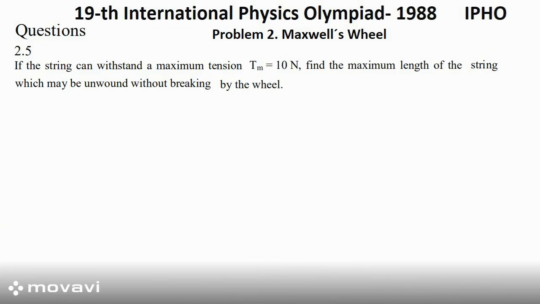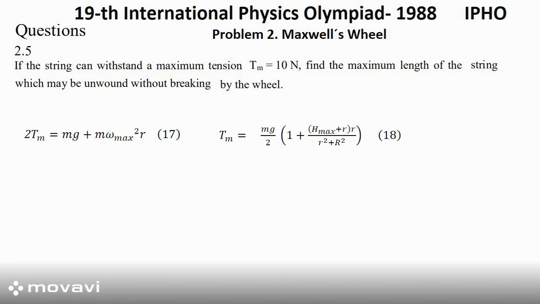Solution to question 5. It is obvious that the maximum tension of the threads will be in the position when the center of mass is at the lowest point directly under the axis. There, omega is maximum, and the force of gravity and the centripetal force are directed strictly vertically. Thus, Newton's second law gives the expression T_m is equal to m g plus m omega squared r. Formula 17. From which we obtain formula 18.